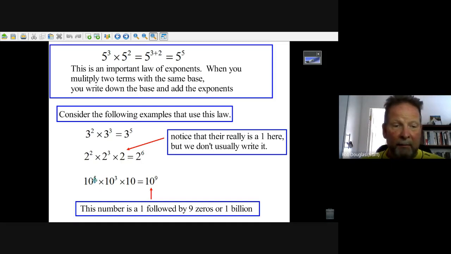Here's 10 to the fifth power times 10 to the third power times 10, which really is 10 to the first power. There's a 1 there. You'd go 5 plus 3 plus 1. That's 10 to the 9. 10's a nice number. If you multiply it by itself 9 times, there's 9 zeros. And a 1 followed by 9 zeros is just a billion.